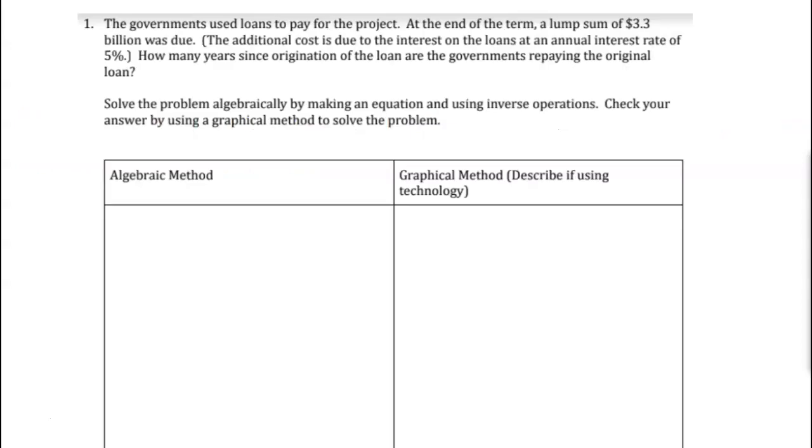The governments used loans to pay for the project. At the end of the term, a lump sum of $3.3 billion was due. The additional cost is due to the interest on the loans at an annual interest rate of 5%. How many years since origination of the loan are the governments repaying the original loan? Solve the problem algebraically by making an equation and using inverse operations. Check your answer by using the graphical method to solve the problem.